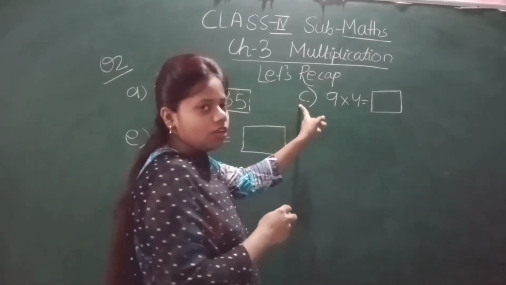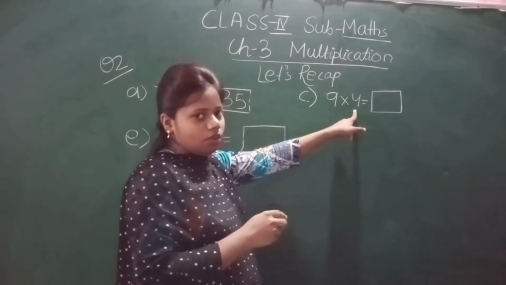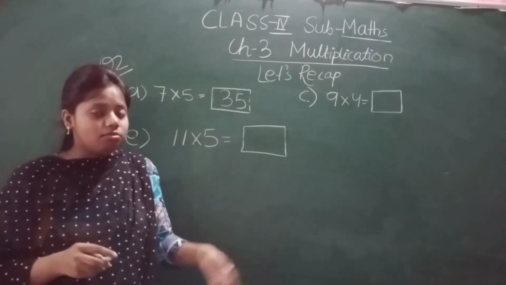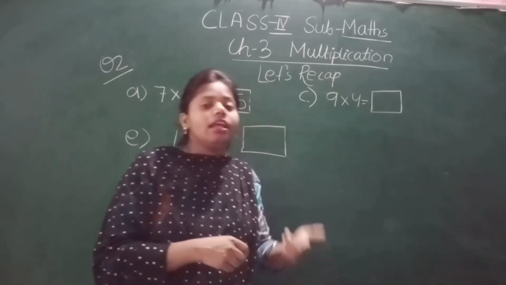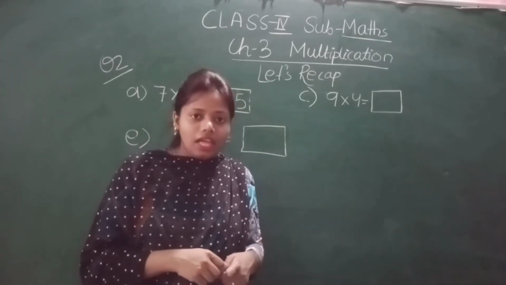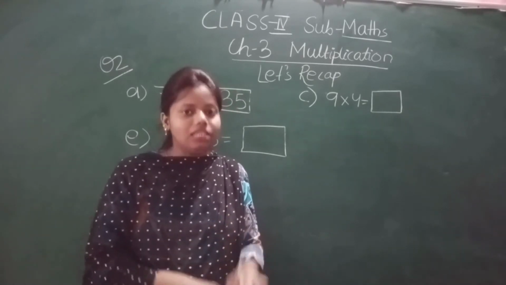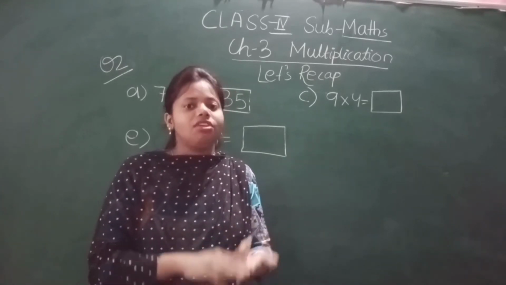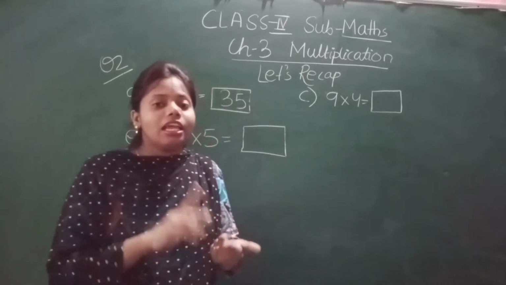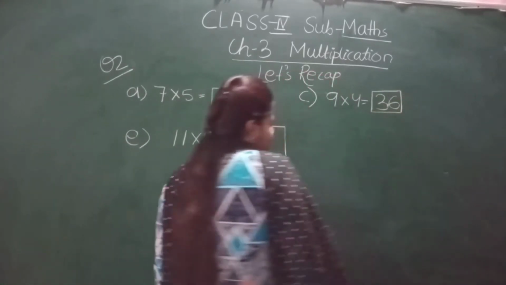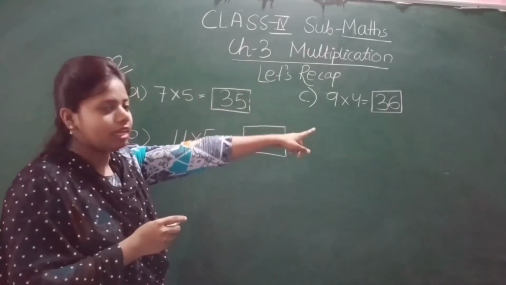Now see, 9 into 4, that means you have to read the table of 9 four times. So now let's start to read the table of 9. 9 1s are 9, 9 2s are 18, 9 3s are 27, 9 4s are 36. Done this one also, done that one also.